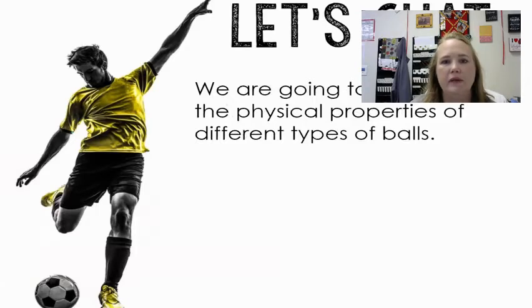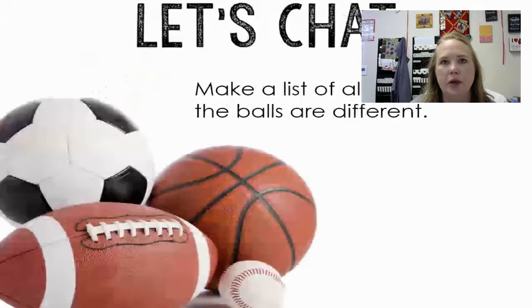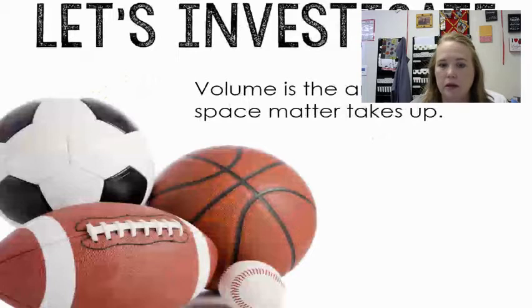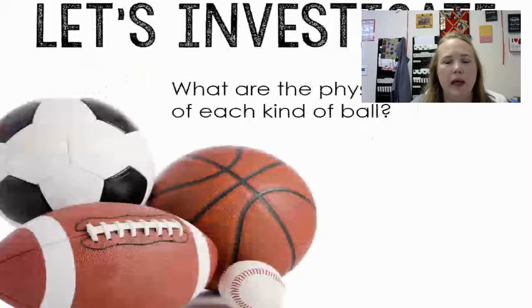So we're going to investigate the physical properties of different types of balls. I want you to make a list in your head of all the ways that the balls are different. The two balls that we're going to be looking at are a soccer ball and a baseball. You can start thinking of some ways that those are the same and the ways that they're different. Okay, so volume is the amount of space matter takes up. And what are the physical properties of each kind of ball? We're going to go to the lab and look at some of those physical properties together.